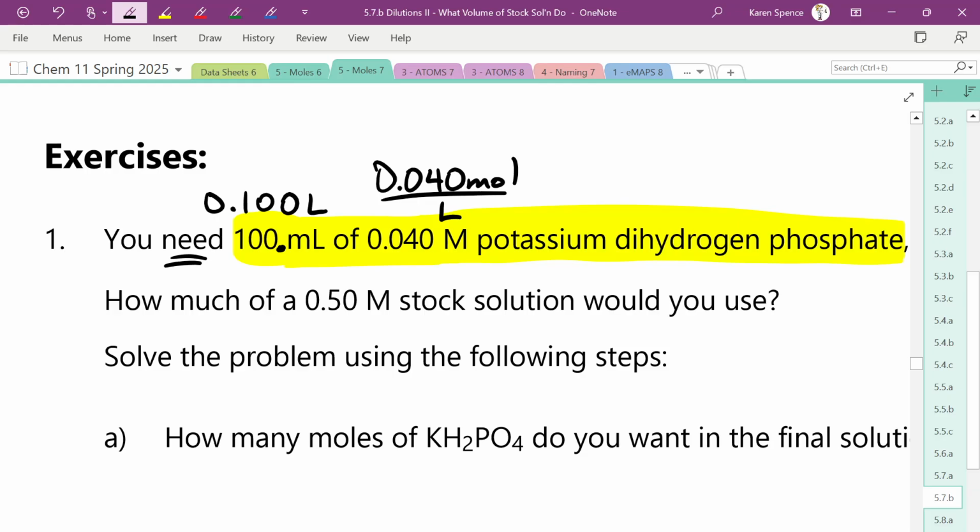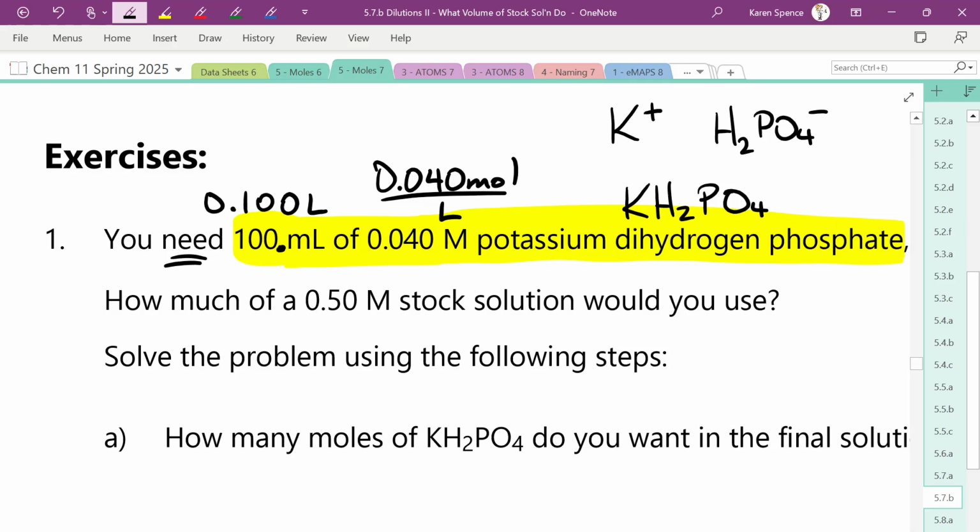And potassium dihydrogen phosphate. Potassium is K. Dihydrogen phosphate, you would have to look on your sheet. I can be your sheet for you today. It is H2PO4 minus. And so we have KH2PO4. And there we are.